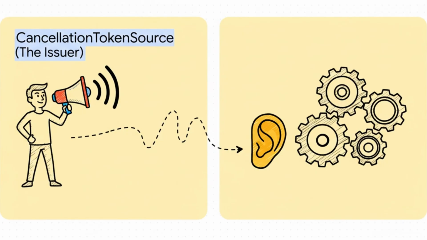First, you've got the cancellation token source. Think of this as the boss, the issuer. This is the object you create and hold on to. When you're ready, you call the cancel method on it.